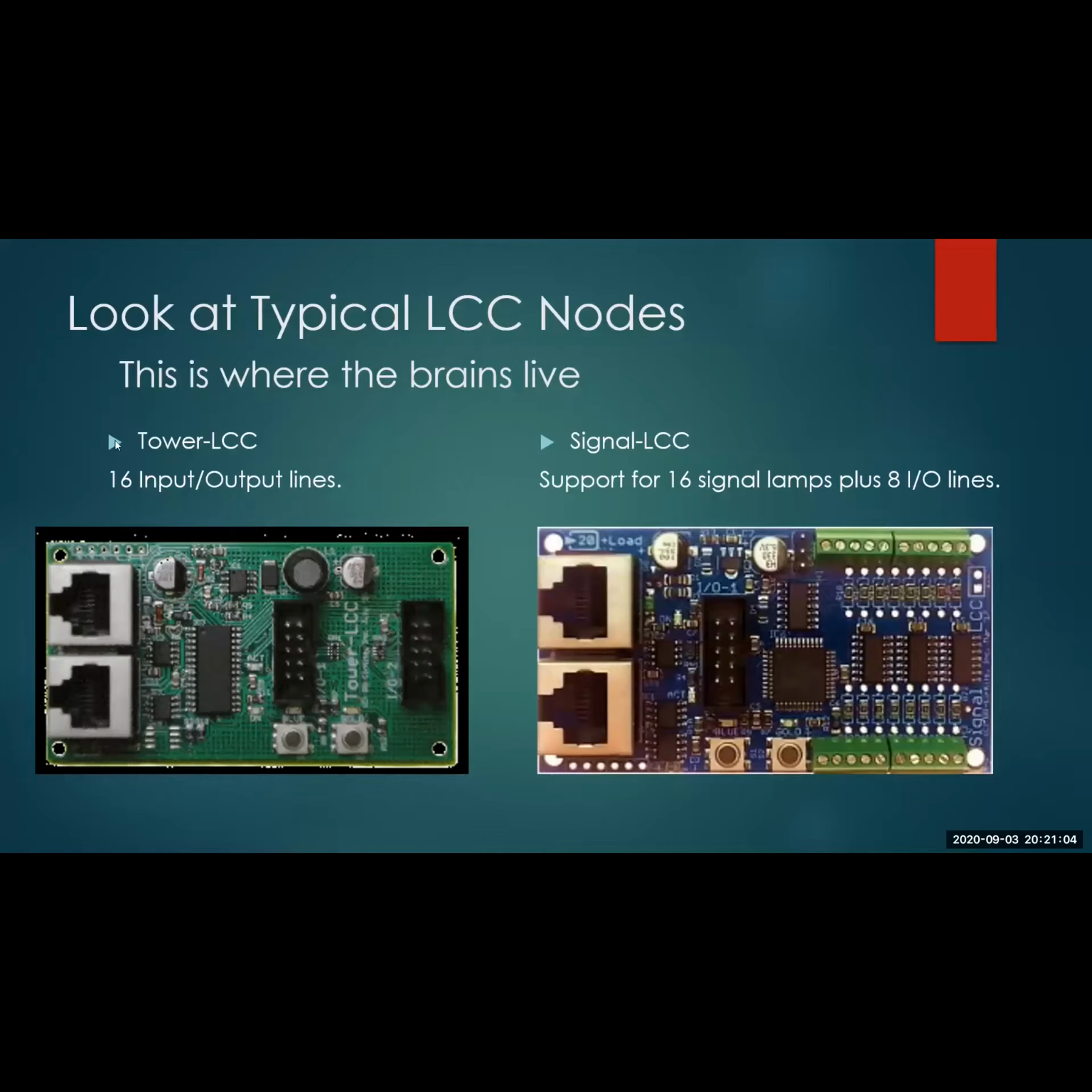There are particularly two types of LCC nodes where the brains, if you will, live. So there's the TowerLCC. It has 16 inputs and outputs, so 8 and 8, 2 black connectors, and here's your Ethernet connector. That's it. So your inputs and outputs are here, and your Ethernet connections are here. That's the TowerLCC. And each of the 16 I/O points can be configured either as an input or an output, guys. So let's say you have a whole bunch of switches you want to throw at a staging yard. Well, then you might want to just use one of these TowerLCCs as all outputs.